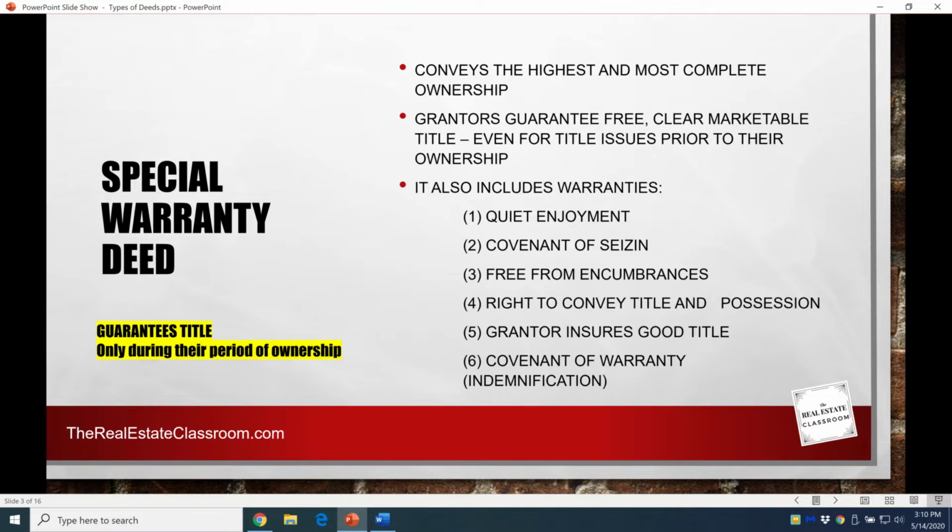The special warranty deed just says that the grantor is only going to make those guarantees during that grantor's period of ownership. By the way, banks overwhelmingly use the special warranty deed when they are selling bank foreclosed properties.